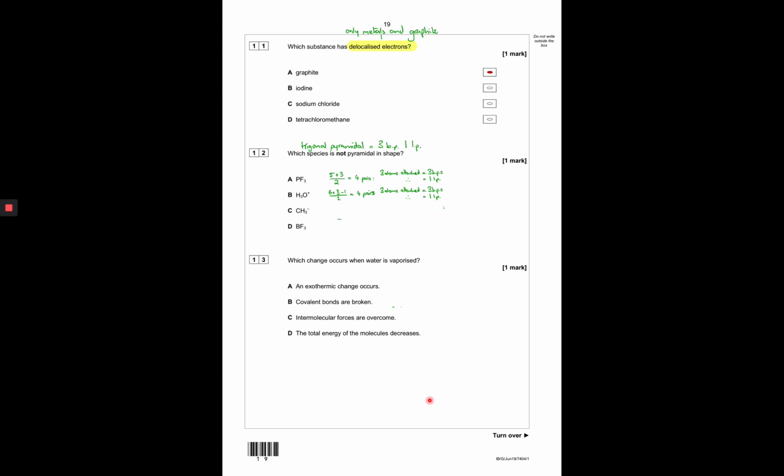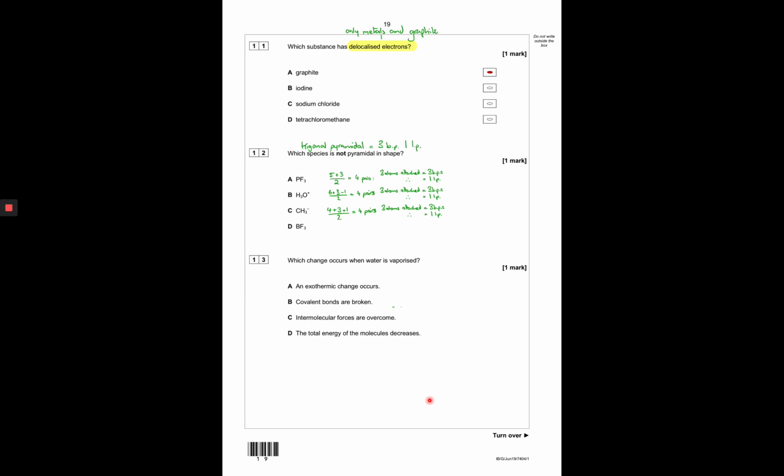H3O+: 6 because oxygen is group 6, 3 because there are 3 hydrogen atoms, minus 1 because there's a +1 charge, divided by 2, so that's 4 pairs. 3 atoms attached, 3 bonding pairs, 1 lone pair. CH3-: 4 because carbon's in group 4, 3 because there are 3 hydrogens, and plus 1 because there is a 1 minus charge, divided by 2, 4 pairs, 3 atoms attached, so 3 bonding pairs, 1 lone pair.